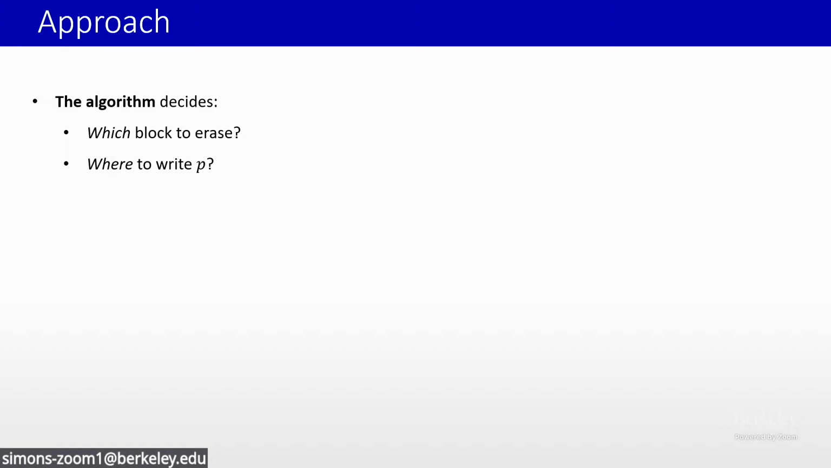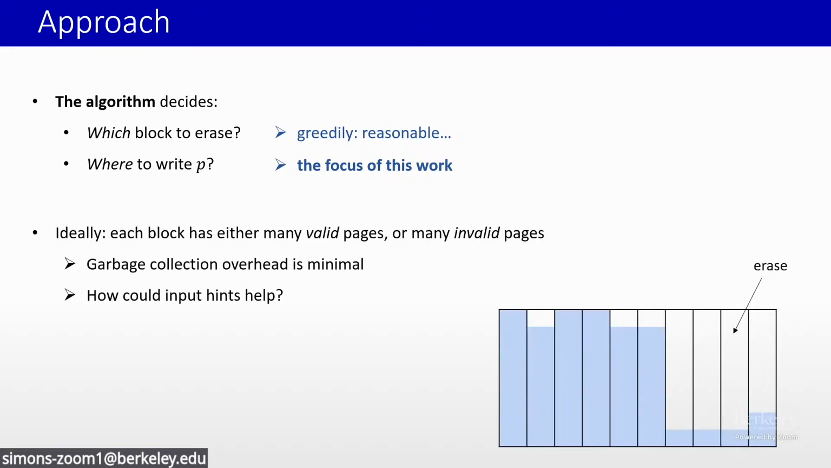As I said before, an algorithm has to decide which block to erase and, given a new request, where to write it. Which block to erase? A greedy choice is pretty reasonable. Where to write a page? This is more complicated, and this is going to be the focus of this talk.